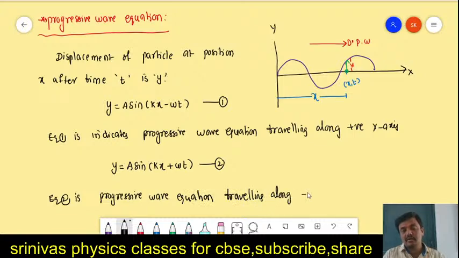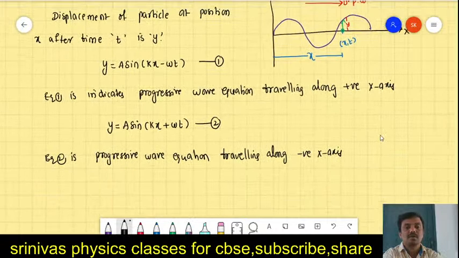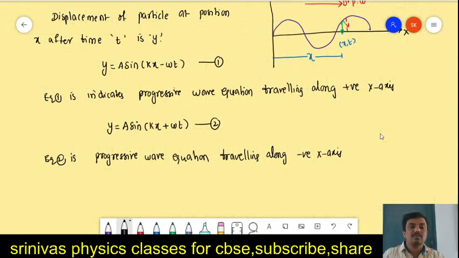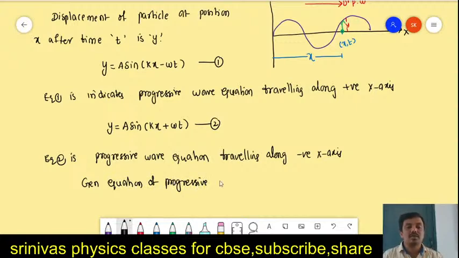Traveling along negative x-axis. Okay, now what can we write as the general equation of a progressive wave? If you combine both of them, you will get the general equation of the progressive wave. The general equation of a progressive wave is... A progressive wave means a wave which starts at a point and always moves forward. Progress means moving forward. Such a wave is called a progressive wave. The general equation is y = A sin(kx − ωt). This is the progressive wave equation.